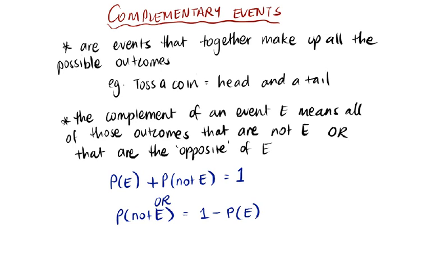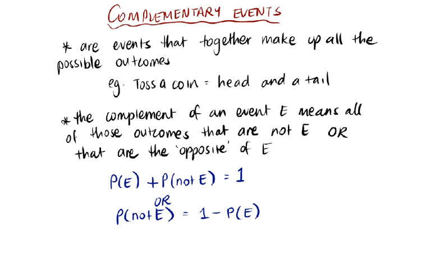Today we're going to be looking at complementary events when it comes to probability. In any situation, the probabilities of all possible outcomes must add to 1. So that includes all the probabilities of what is happening, plus all those that are not happening. Complementary events are events that together make up all the possible outcomes.